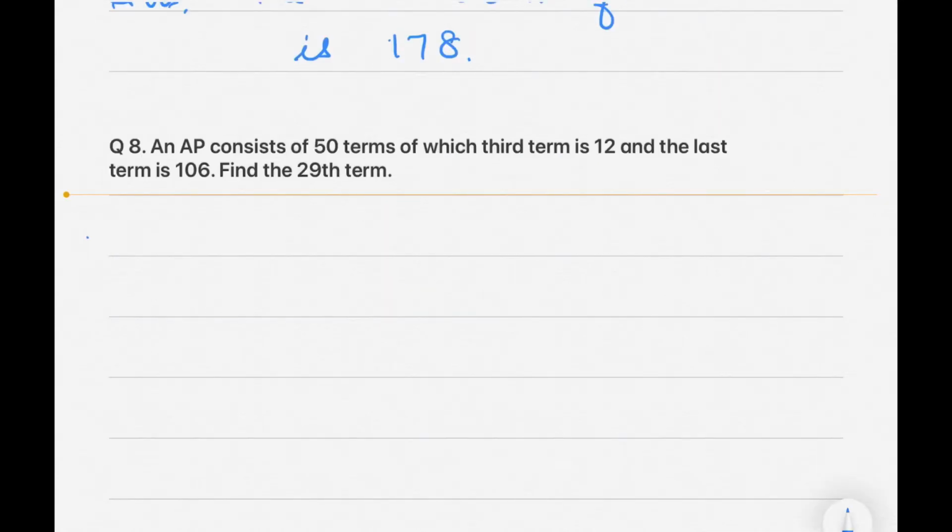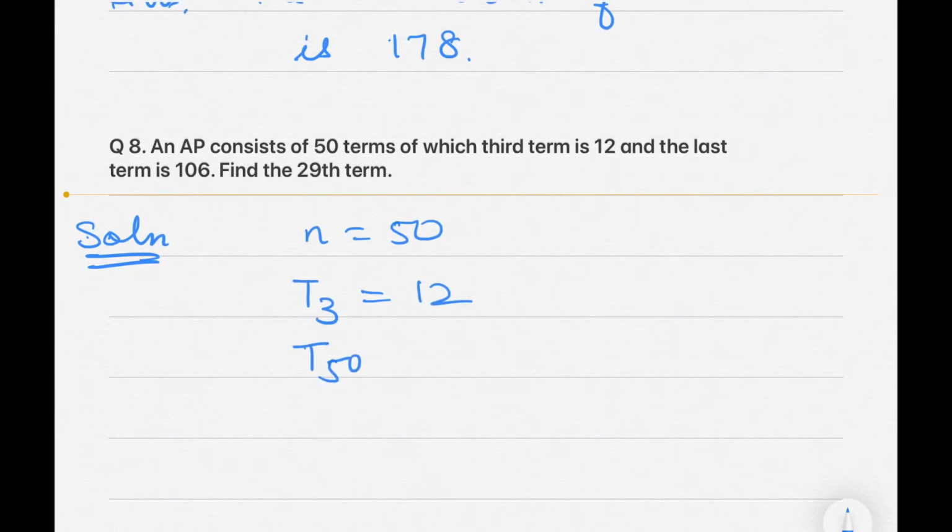Okay guys, so let's move to the next question, the 8th question. The 8th question says an AP consists of 50 terms, of which the third term is 12 and the last term is 106. So the 50th term is 106. You have to find the 29th term. So in the solution, what we are given is that n is equal to 50, and the third term is equal to 12 and T50, they said the last term and there are 50 terms, so this is equal to 106. And you have to find the 29th term.